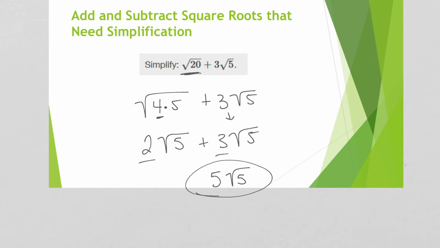There we go. By the way, if you're grabbing your calculator and doing this, most calculators do not simplify radicals, okay? And this is the form I want to see your answer in. I don't want to see your answer as a decimal. I'm asking you to simplify radicals at this time, not estimate radicals.